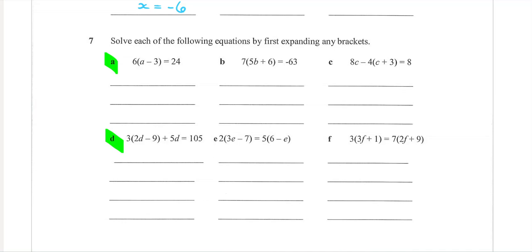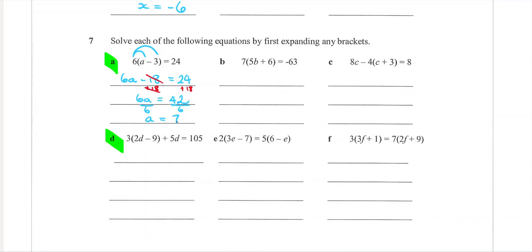All right, to expand the brackets, we do 6 times A is 6A. 6 times minus 3 is minus 18. Okay, that's equal to 24. Now it's just two steps to get the A by itself. So let's add the 18. So we get 6A equals 24 plus 18 is 42. And then last step, divide by the 6. Good. So A equals 7. Very good.